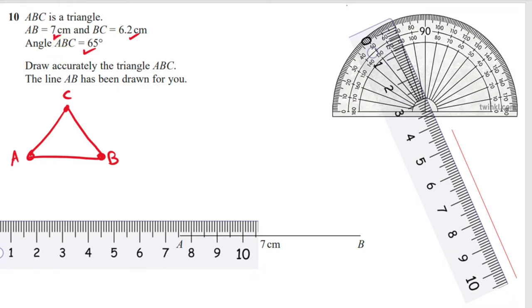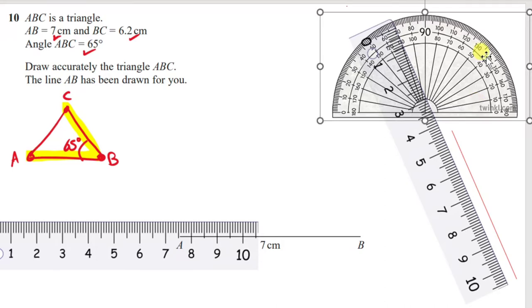So what I usually do is visualize it with a highlighter. I start from A, go to B, then go to C. It's always the middle angle. So this angle here, the B one, should be 65 degrees. So we're talking about this corner here. We know that this has to bend to 65 degrees. And once we find the angle, we should just draw a straight line and go 6.2 centimeters up. So let's try it now.